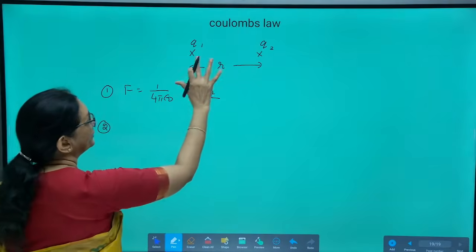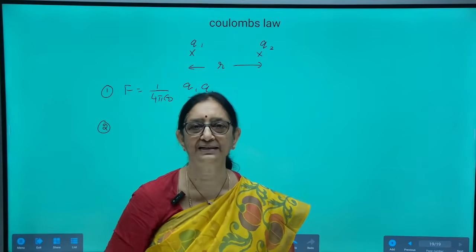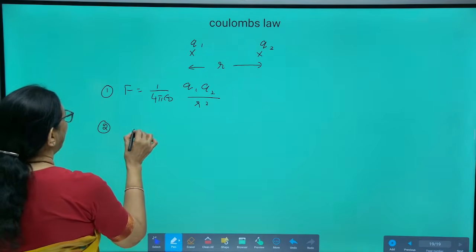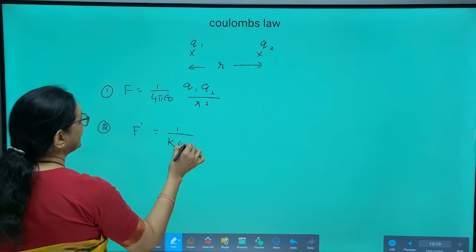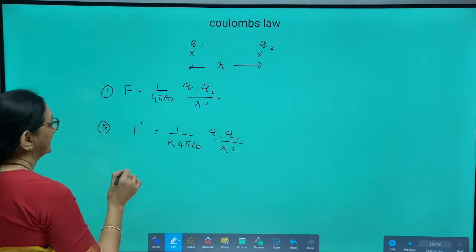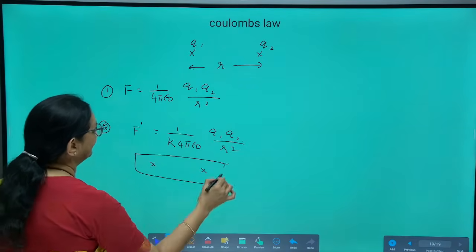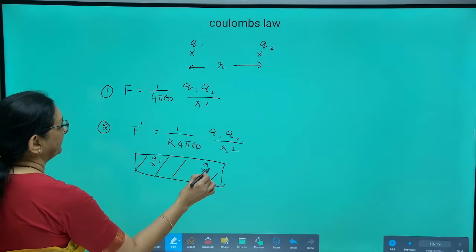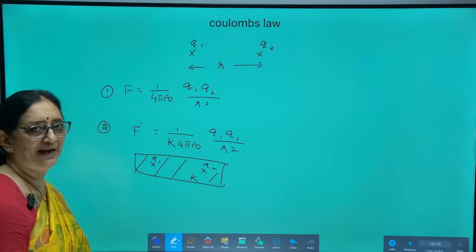If the space between the charges is filled with a dielectric, or if the two charges are in a dielectric medium of dielectric constant K, then the force between them will be equal to 1 by K times 4 pi epsilon naught Q1 Q2 by r square. See here, the two charges are completely immersed in a medium of dielectric constant K, separated by the same distance.